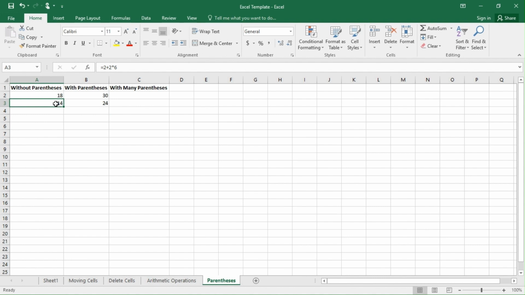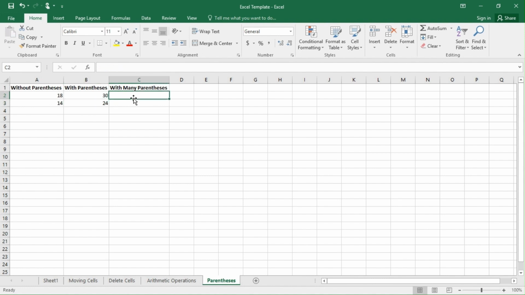Why is that? Because 2 times 6 gives us 12, and 12 plus 2 gives us 14. But in parentheses, it first added the ones in the bracket. 2 plus 2 is 4. 4 times 6 is 24.